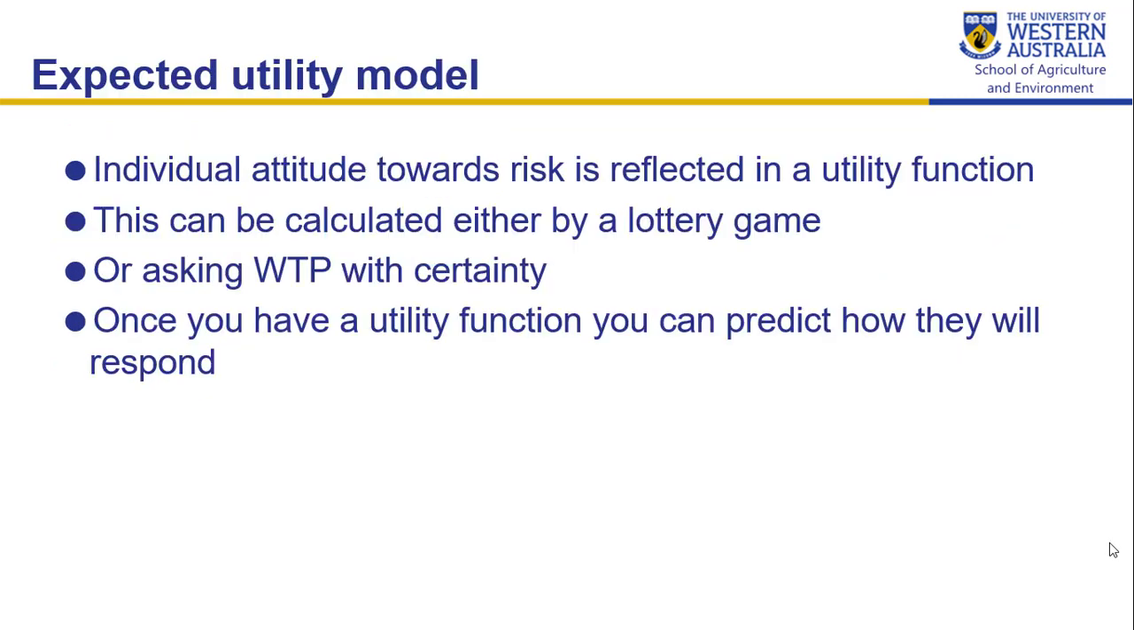Now, how can we measure this attitude towards risks? There are various ways we can measure this, for example, either through a lottery game or through asking their willingness to pay with certainty. And once we have a utility function and we have estimated their risk attitude, we can then predict how well they will respond to various incentives or various outcomes of a project.